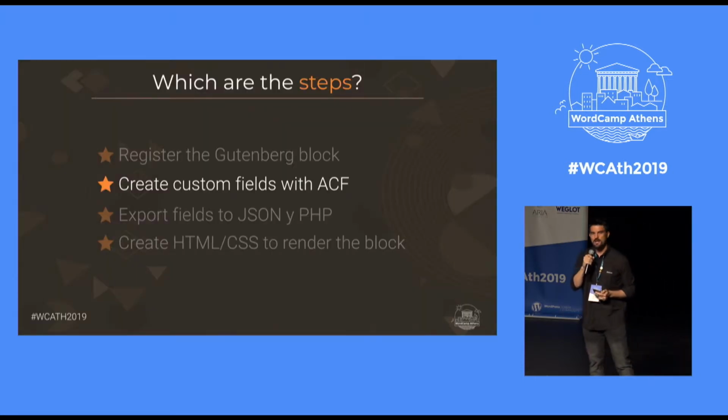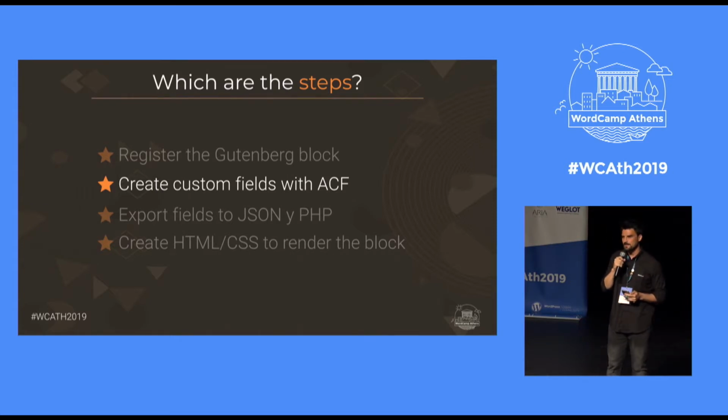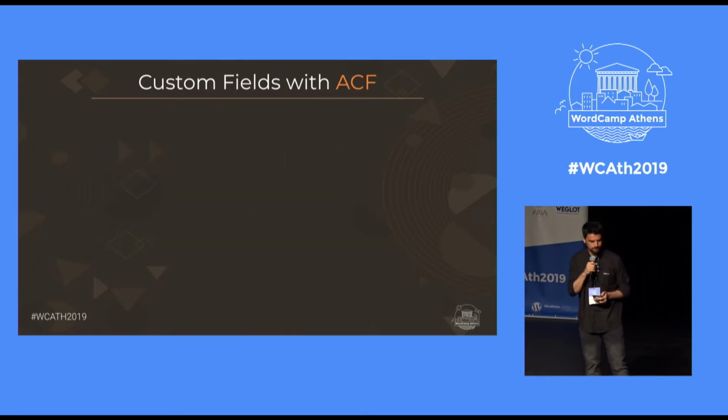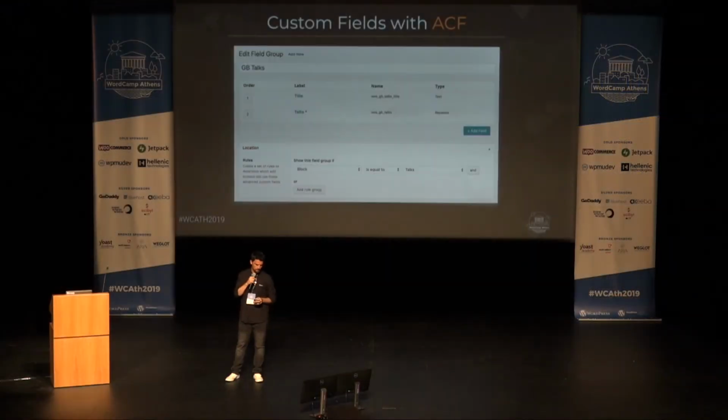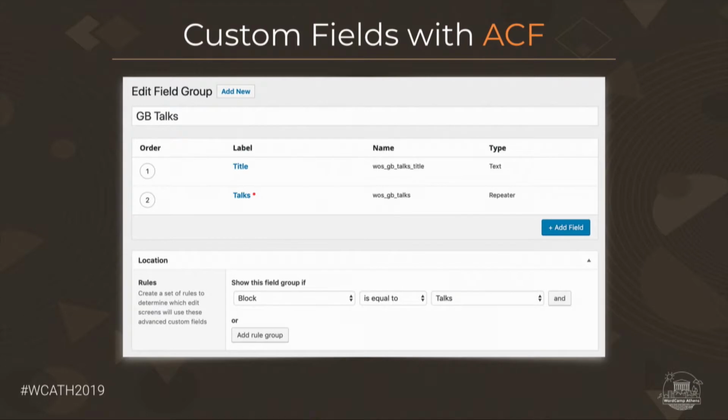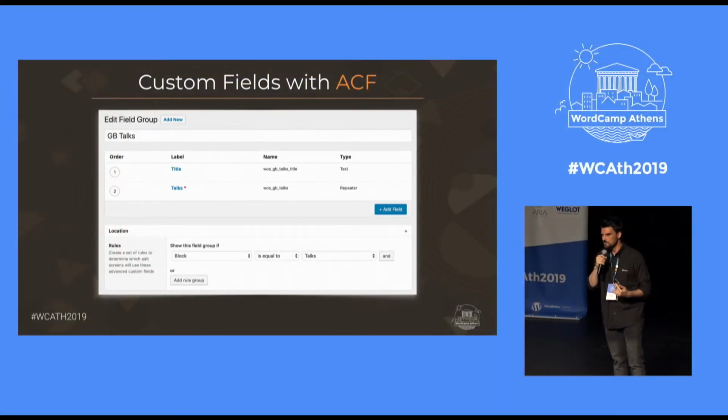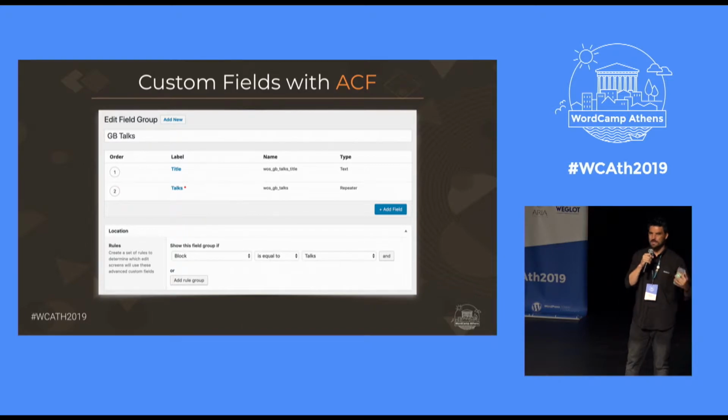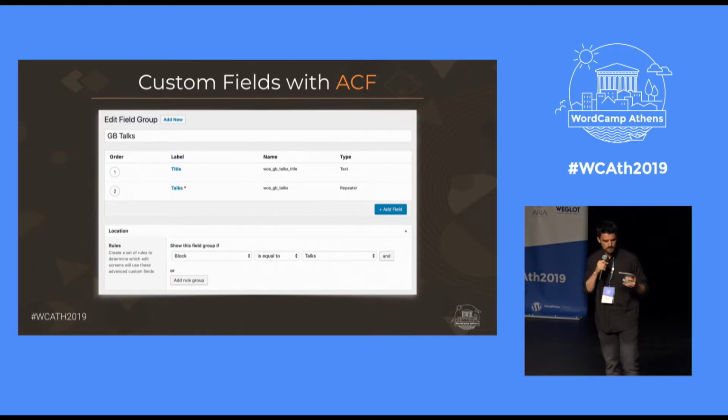Second step, we have to create the custom fields with ACF as we did all these years. Nothing new here. There is a small example, just the title of the website. In this case, it is WordCamp Athens 2019, and then it's a repeater. We are going to input a lot of talks. We have to give the administrator of this website the ability to add as many talks as they want. So that's why it's a repeater. I'll show them in a demo too.